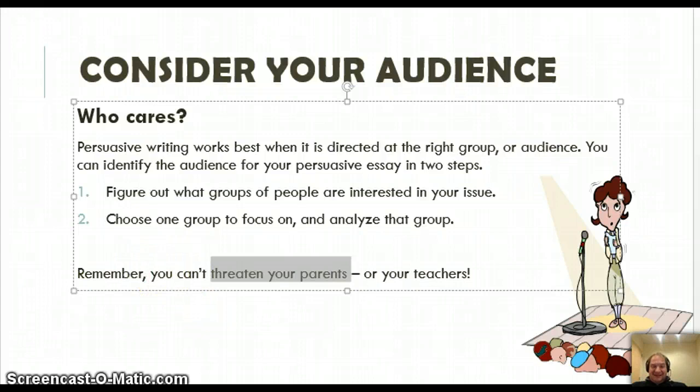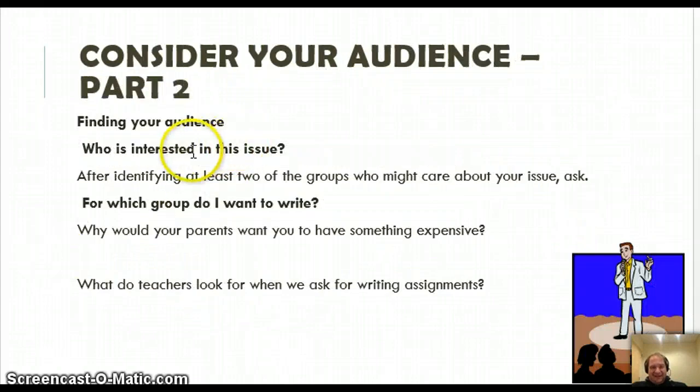No threats. We're going to be civilized here. So figure out what we want, why we would care, what are good reasons for us. And then find your audience. Who would care about this? Who do you want to write for? Us teachers, what do we look for with our writing assignments? That's where we post rubrics to let you know.